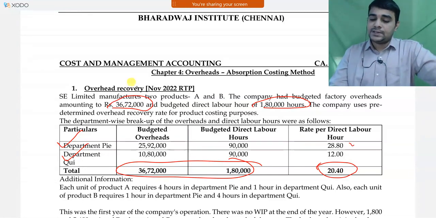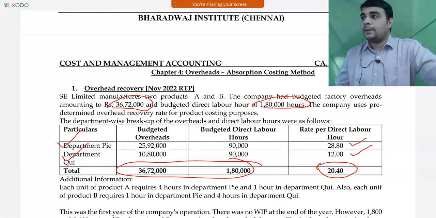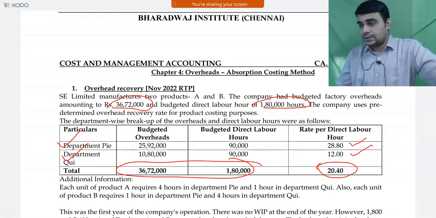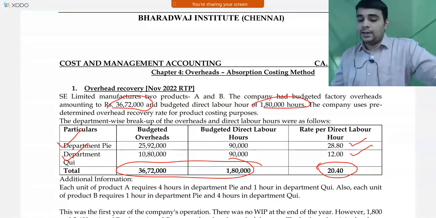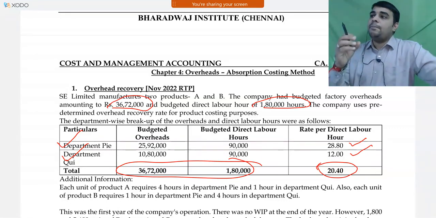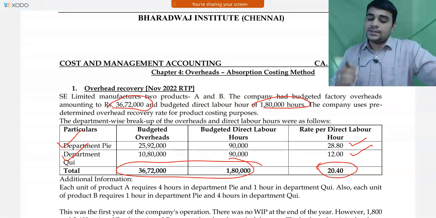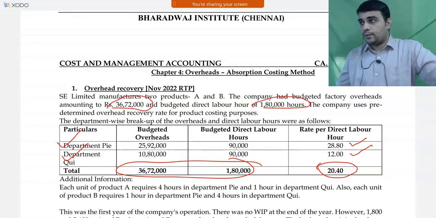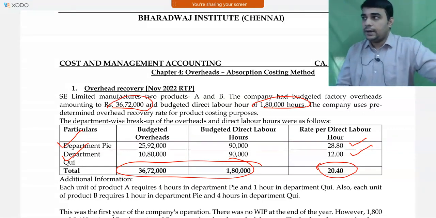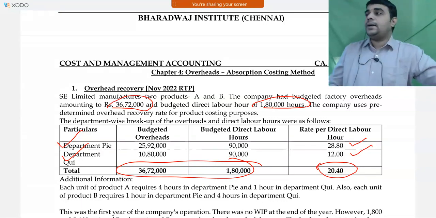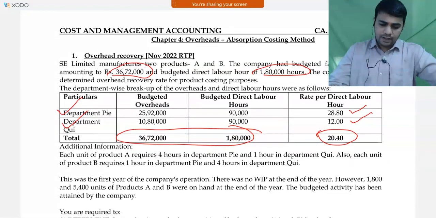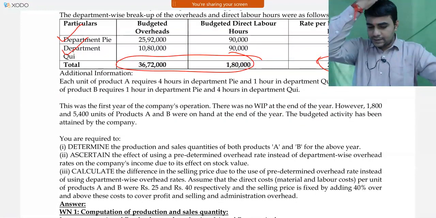The separate rates are 28 and 12. So for Department P, the recovery rate should be 28, and for Department Q, the recovery rate should be 12. They are combining them together and the single recovery rate is 20.4, which is a weighted average of the 28 and 12. Now, I'll come to part one in some time.